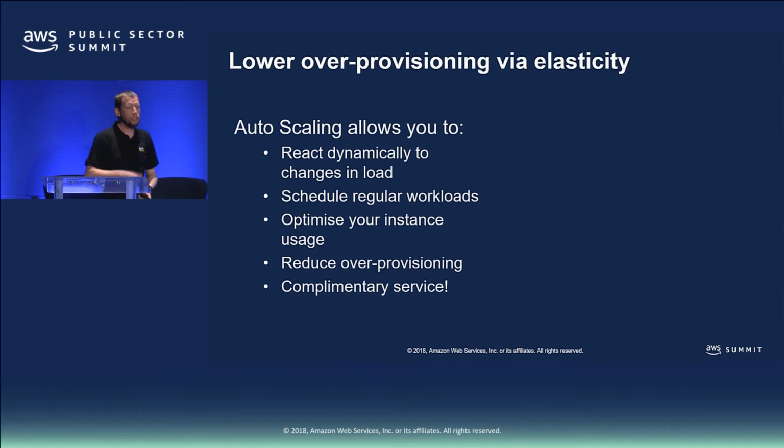So what we recommend is we lower over-provisioning via something called elasticity. So within AWS, if you look at traditional EC2-based infrastructure, we've got services called auto-scaling, which allow you to react dynamically to changes in load.